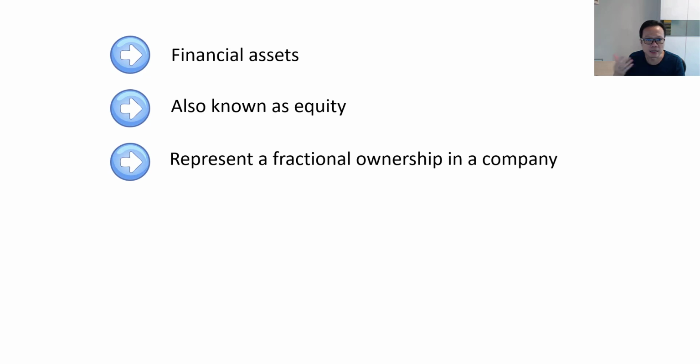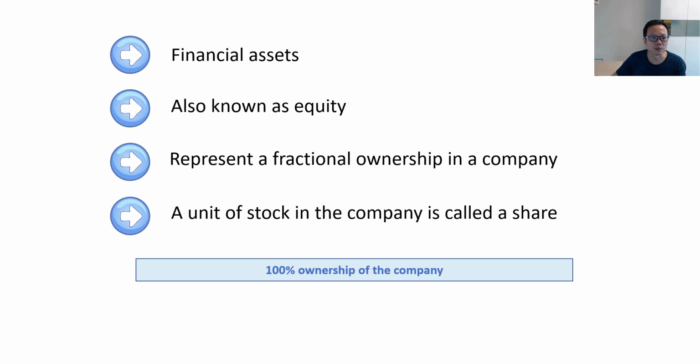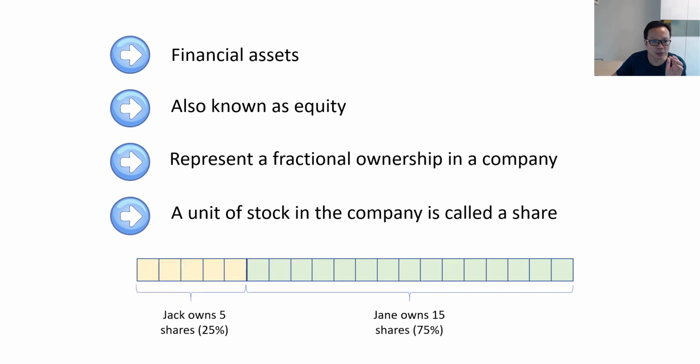So imagine I can slice and dice the company stocks into many different equal parts. And each part, each unit of stock in this company, is called a share. So to illustrate this concept, imagine I've got this bar here which represents 100% ownership of a company. I can basically slice this up into many different equal parts, okay, and each slice of it is called a share. And in this case here, there are 20 shares, and let's say there are 2 shareholders in the company, Jack and Jane, and Jack holds 5 shares, and Jane holds 15 shares. So in terms of percentages, that equates to Jack owning 25% of the company and Jane 75%.